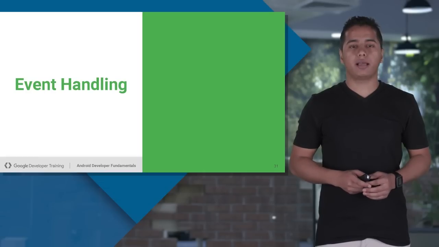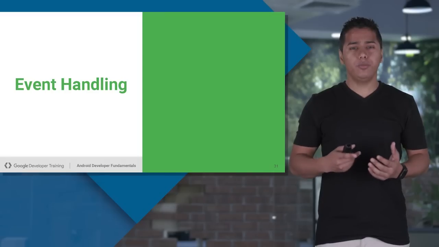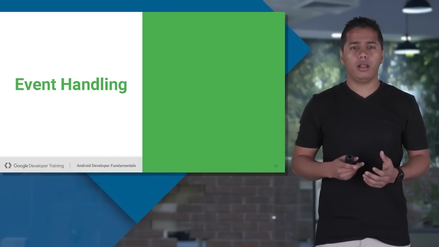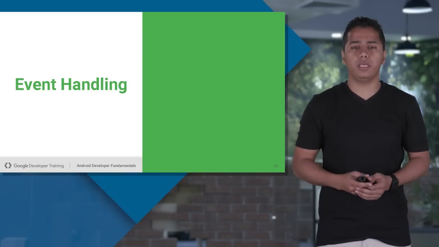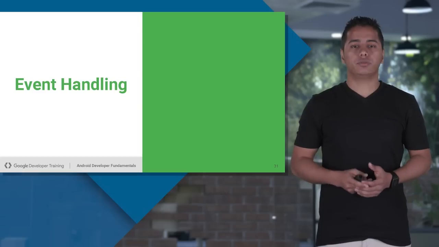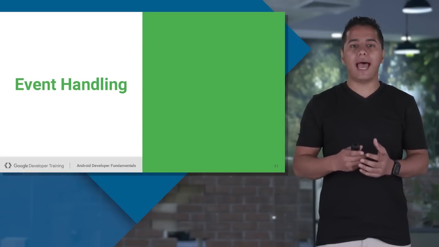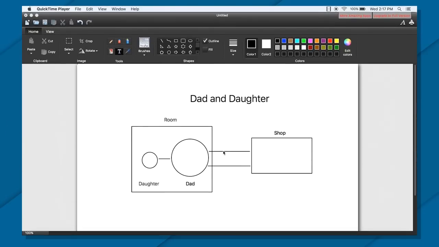Hello, welcome back. I'm Lalit Singh. Now you have seen views and layouts, how you deal with your UI components. Now we need to make them alive. Just putting a text view or button will not do any good if you design your application. You need to interact with them. That's when event handling comes in. To understand it better, we are going to take a look at the dad and daughter analogy.